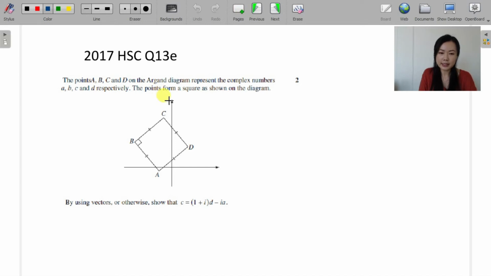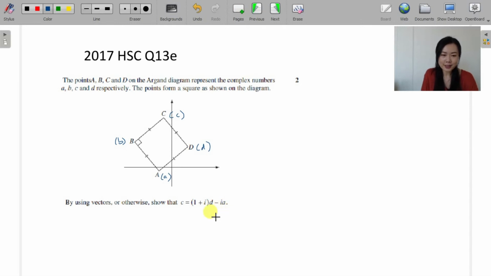A, B, C, D on the Argand diagram represents A, B, C, D as a square. And then it goes, by using vectors or otherwise, show C is that. Now, most students will look at this like, holy crap, where do I start? So I suggest you use the square. There are actually many ways you can attempt this, and I'll just show you one of them.